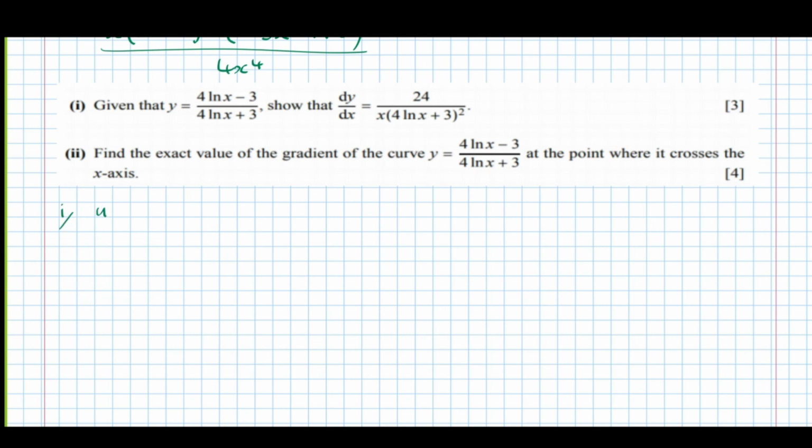So this one, u is the thing on the top, so it's going to be the quotient rule because it's a fraction. So u is 4 log of x minus 3, which means that du by dx equals, so 4 log x differentiates to 4 lots of 1 over x, so 4 over x, and the minus 3 differentiates to 0. v equals 4 log x plus 3, which means that dv by dx again equals 4 over x.